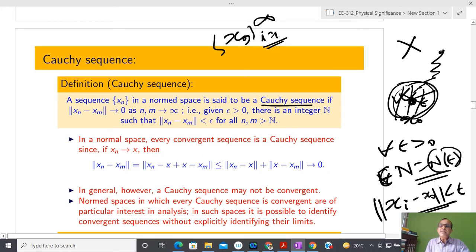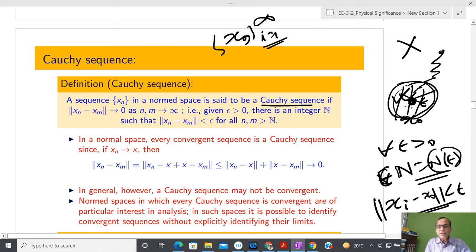So if I have a convergent sequence, it means that if I have a limiting point, then there exists some natural number n such that after this number this relation will be satisfied, meaning all values are going to lie inside this ball.